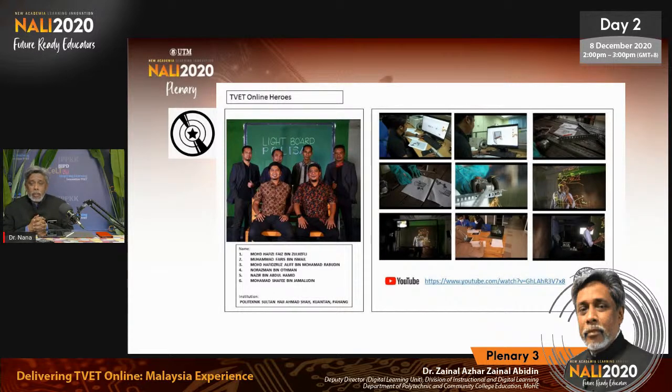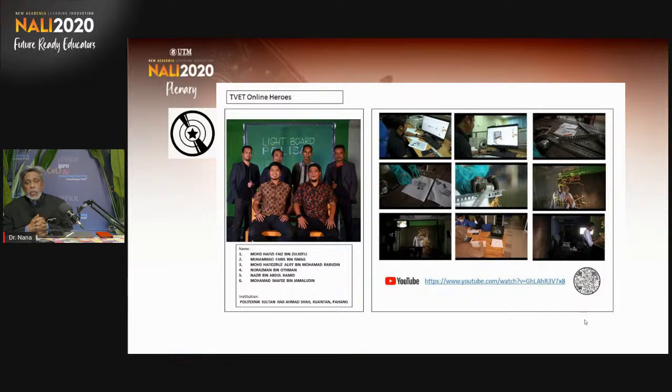A light board for them to write on, so that they can use it as part of their virtual teaching and learning. This was designed and already used in June 2020 during the COVID time. So it has been successful. The YouTube channel is there. The QR code is there, so you can have a look at it, right?